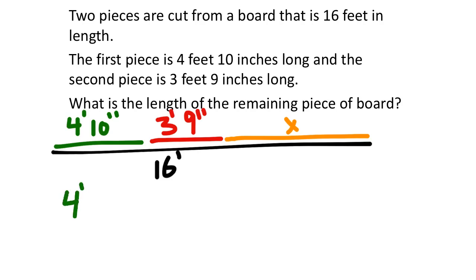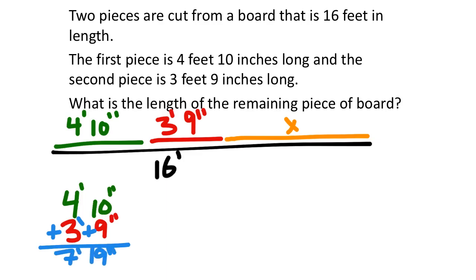because that's how much I took off of the full piece. So I'm going to take my 4 feet 10 inches, and I'm going to add the 3 feet 9 inches. Now you may be wondering why I'm adding, and that is because they were both taken off. So we're combining those two to figure out how much was taken off. So yeah, we're going to add these together, by the way. That would be 7 feet 19 inches.